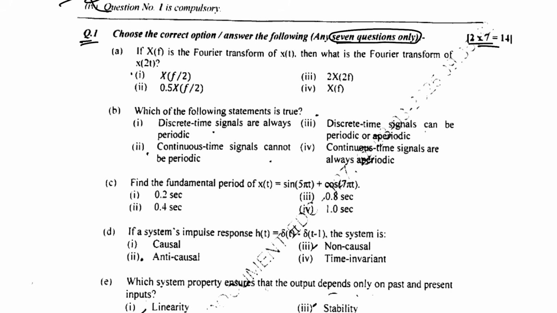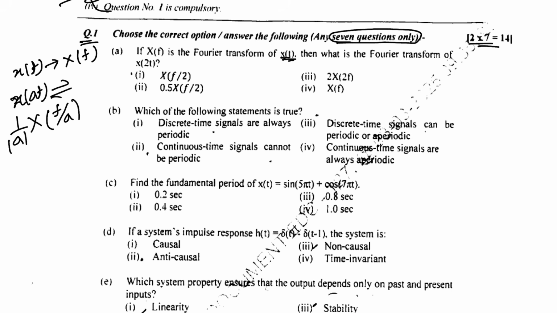It is given that X(f) is the Fourier transform of x(t), then what is the transform of x(2t)? It is simple. We know that x(t) has the Fourier transform X(f), then x(at) will have the Fourier transform (1/|a|) X(ω/a), or X(f/a). Here a is 2. So it will be 0.5 X(f/2). So it will be the second option. Okay. Option number second will be the correct answer.